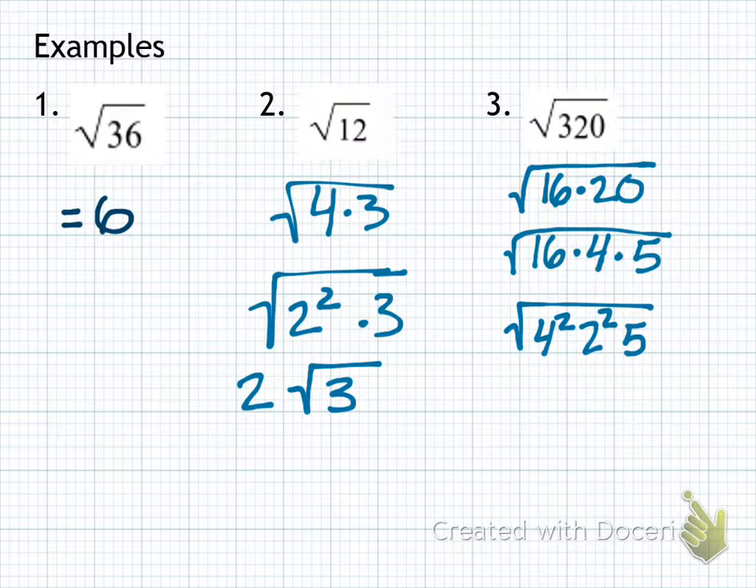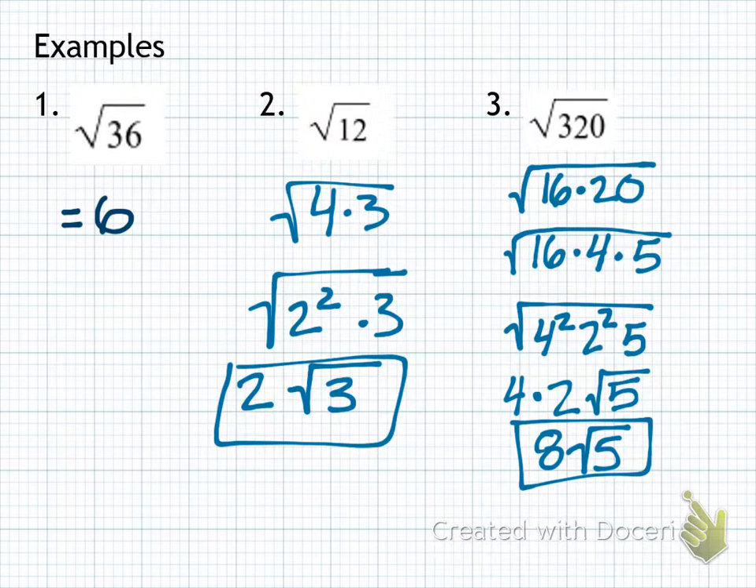Now any perfect squares get to go outside of the radical, and this 5 is going to stay in. So I have 4 times 2 outside the radical, and then square root of 5. And I just multiply the 4 and the 2 together, so that gives me 8. 8 rad 5 is the final answer.